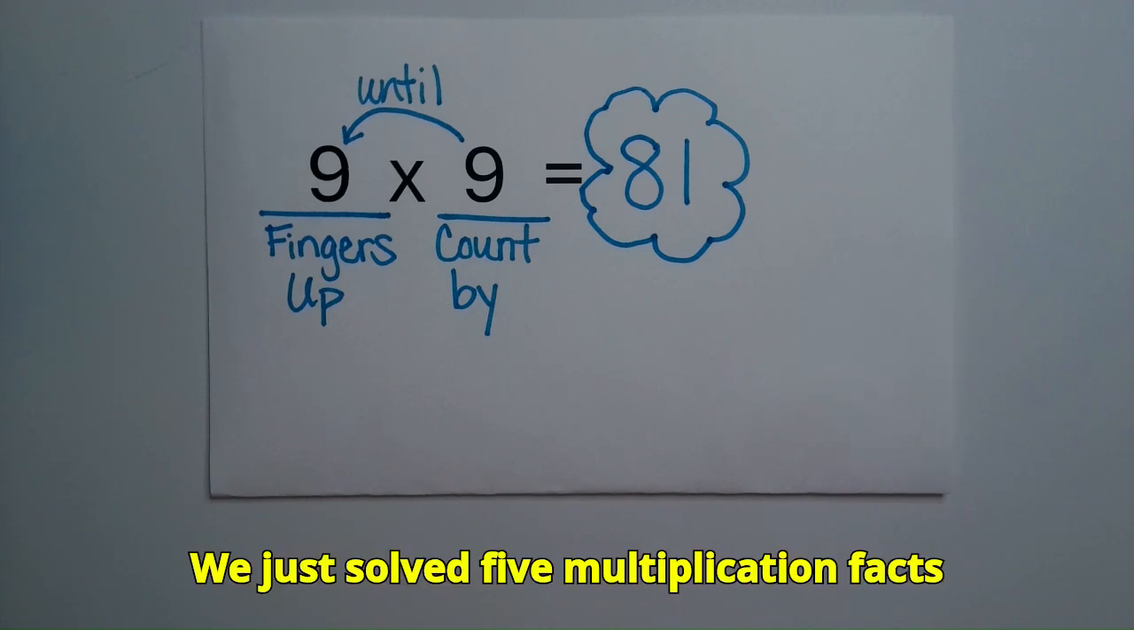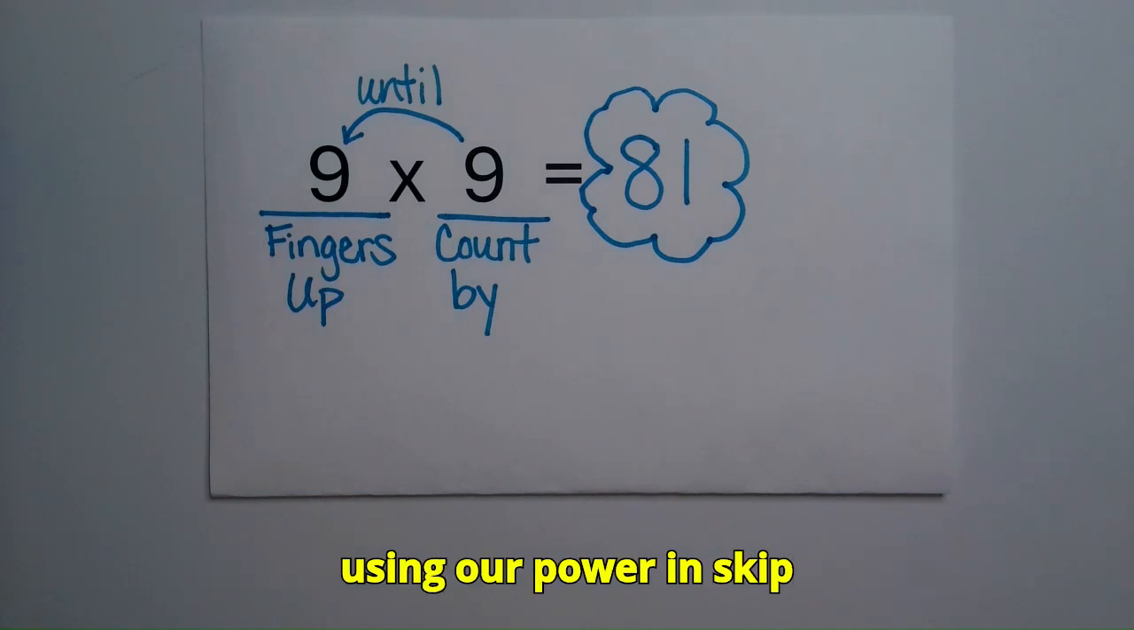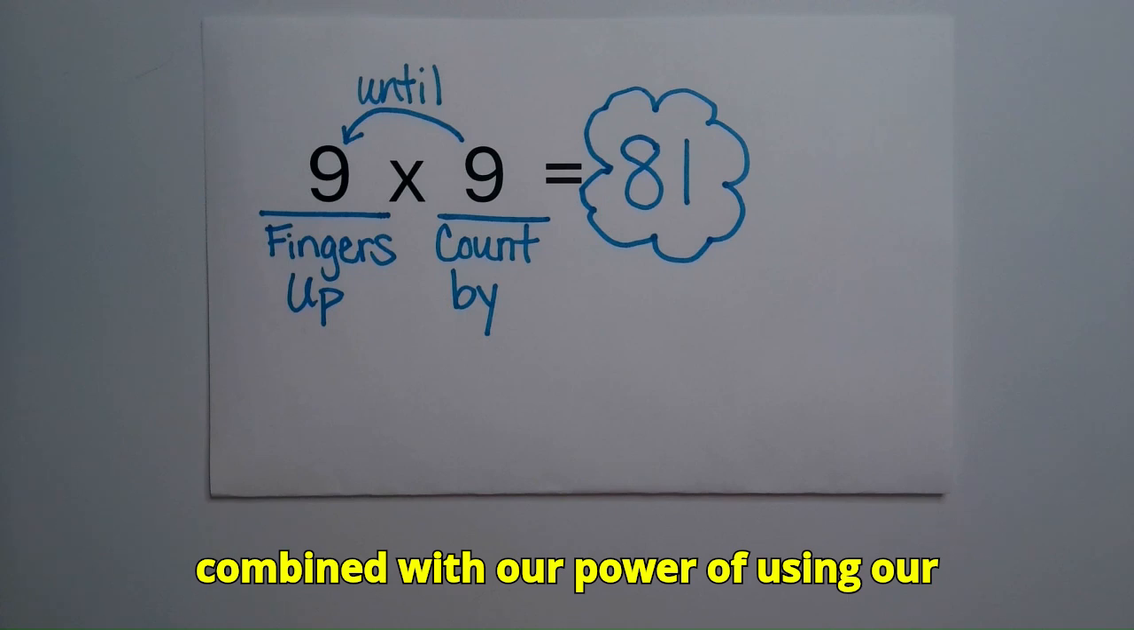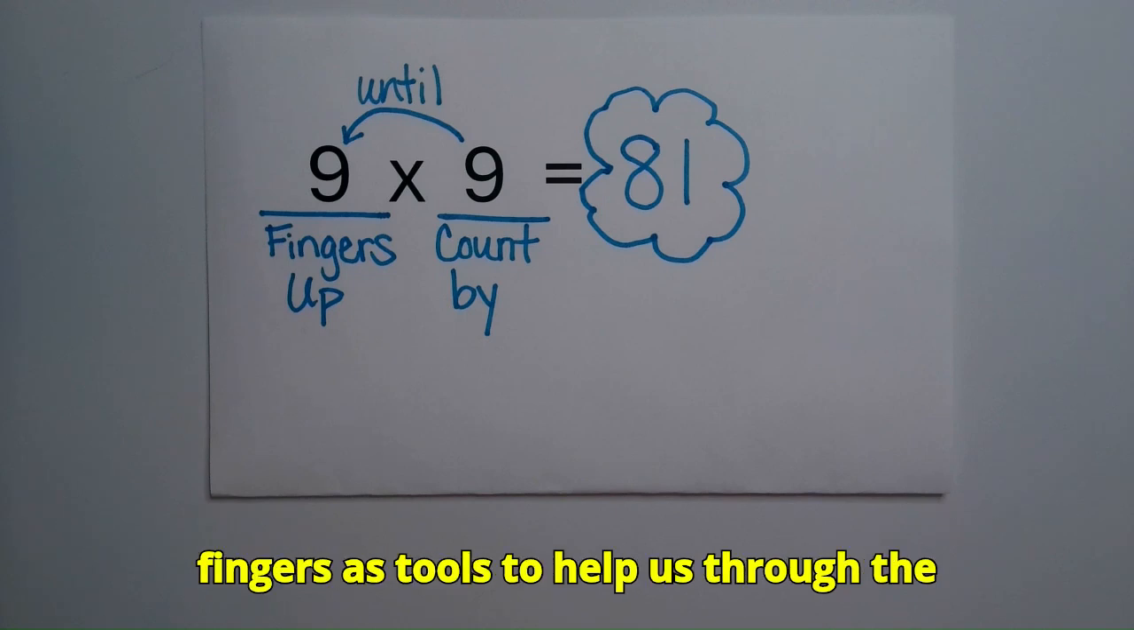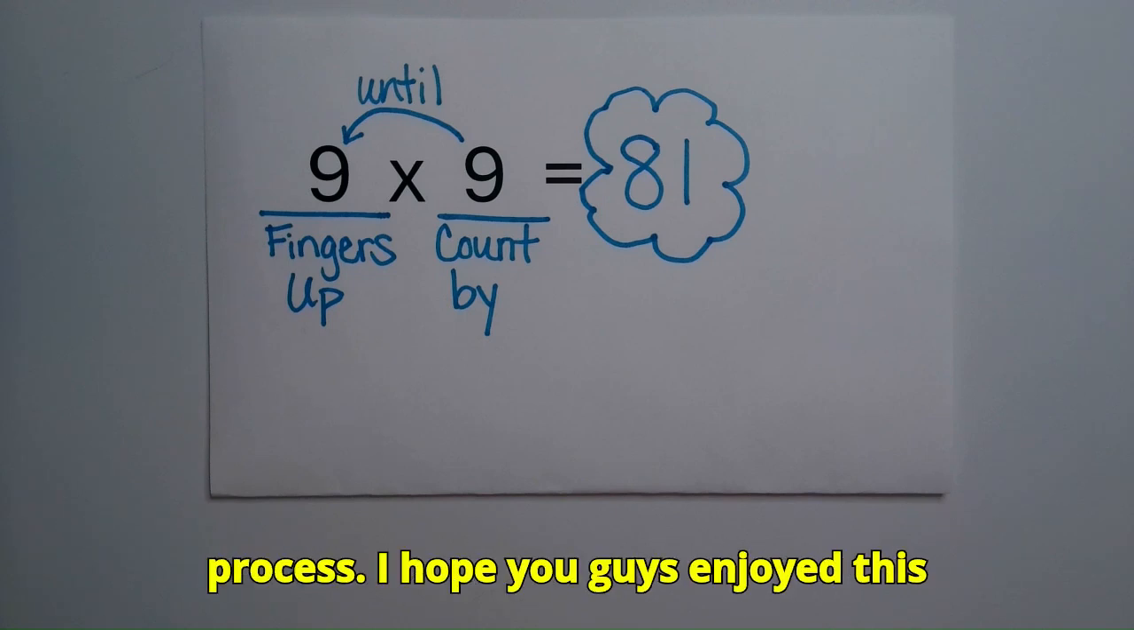We just saw 5 multiplication facts using our power in skip counting combined with our power of using our fingers as tools to help us through the process.